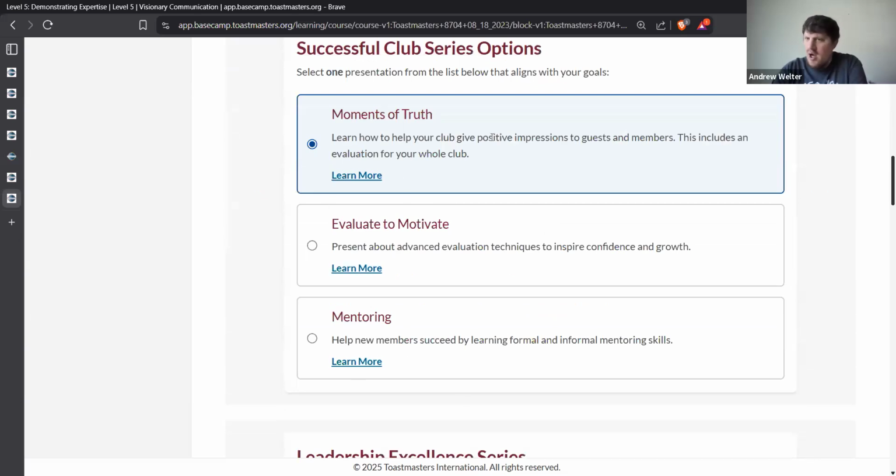And again, these are a lot more higher level speeches. Moments of truth. Anybody who's listened to me for years can know that I will talk about, I don't do it enough. I need to be doing this like every year in our club. I think the last time we did it was like 3 or 4 years ago. I'm being a bad Toastmaster.